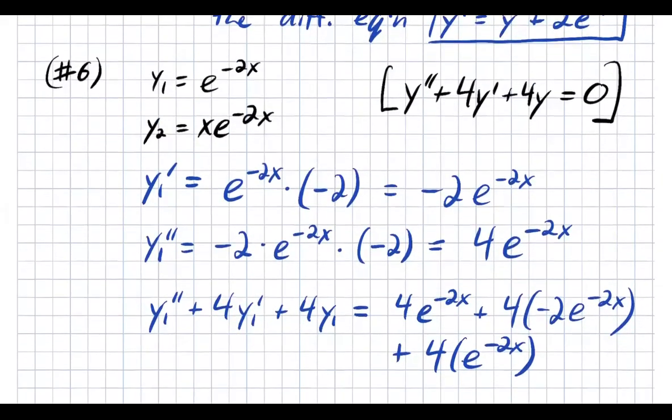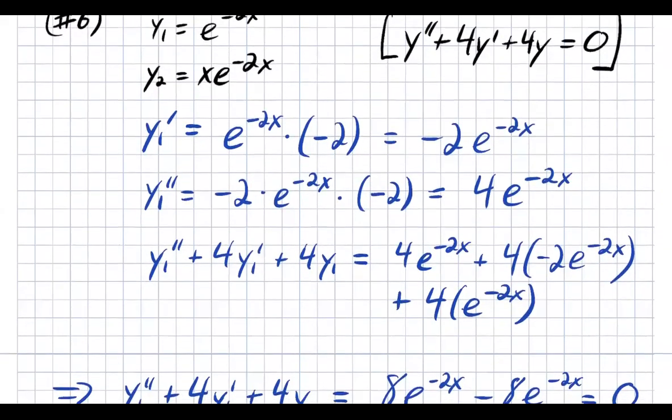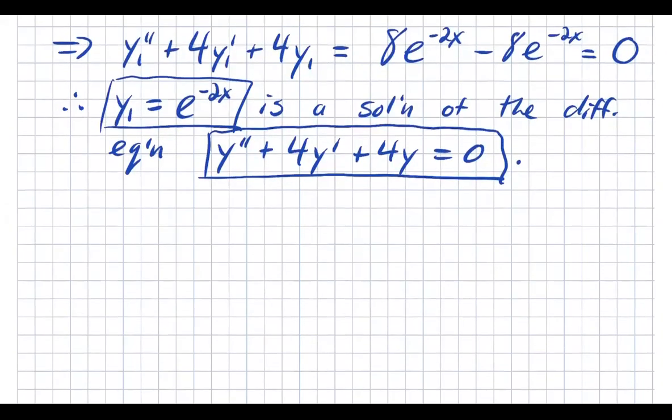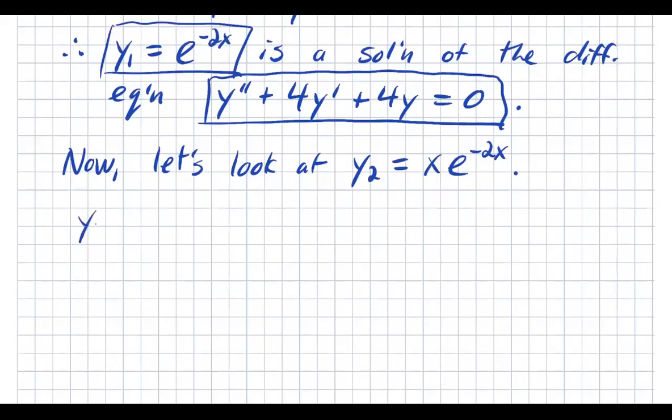All right, so that is the first function. Now let's look at the second function. It's the same as y1, it just has a multiplying by x there. So now let's look at this function, y2 equals x times e to the negative 2x. Again, we will start taking derivatives.